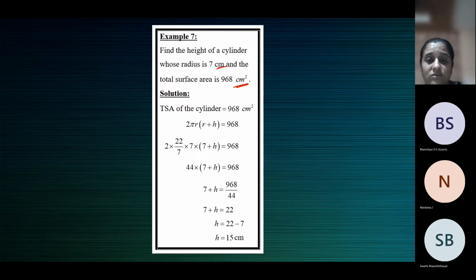Supposing the surface area was in centimeter square and the radius was in meters, then you should convert that to centimeter. In the formula throughout, you should have the same unit. Area is in centimeter square, the radius is in centimeter, so that is fine. You can substitute as it is. But supposing this is in centimeter square and this 7 centimeter was 7 meters, then you must convert 7 meters to centimeters. When you use the values in the formula, all the values must be in the same unit, all in meters or all in centimeters.